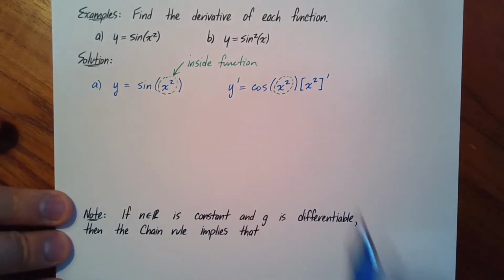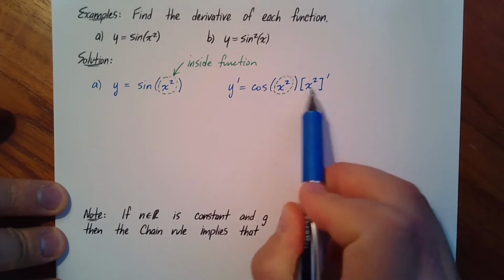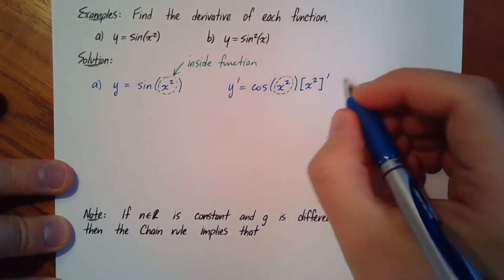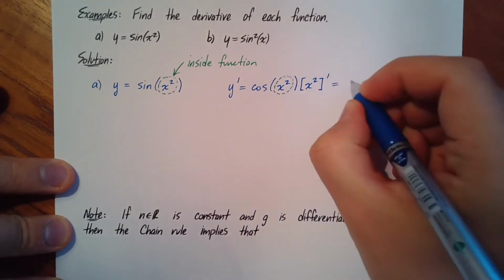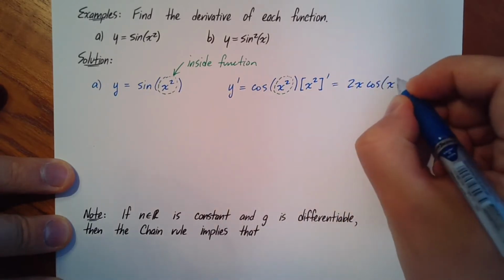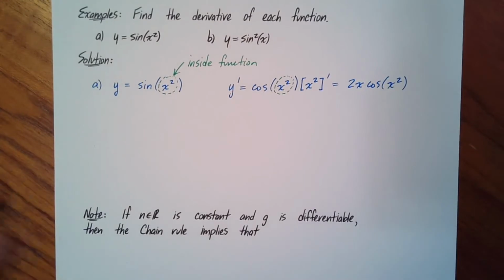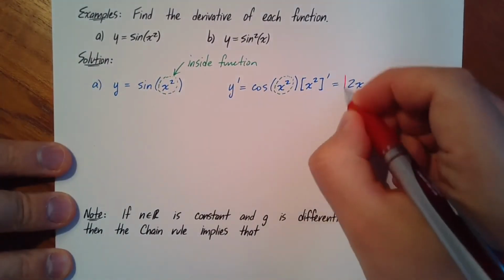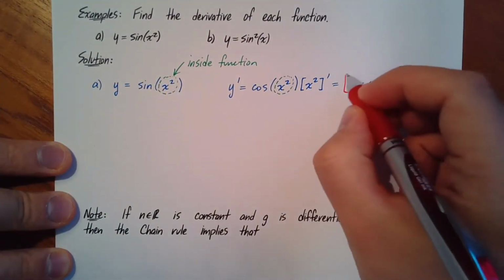Let's finish it off now. So this is really just equal to 2x, right? Derivative of x squared. If you use the power rule, you get 2x. So really what you end up with is just 2x times the cosine of x squared. So that is y prime for part A.